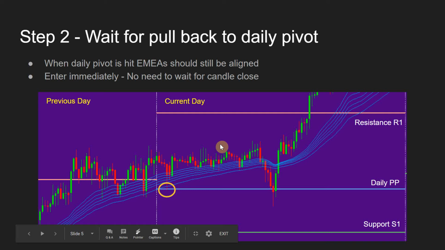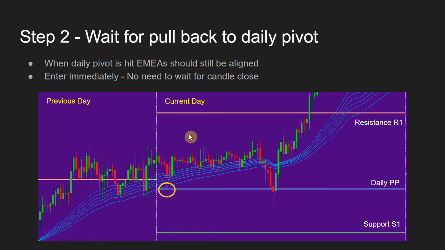Now, the next element of that is, when the pivot is hit, the EMAs still need to be aligned. If the EMAs are not aligned, then there is no trade. So just to confirm, as soon as price hits this level, we're looking at the EMAs, and as you can see, the EMAs are still aligned.